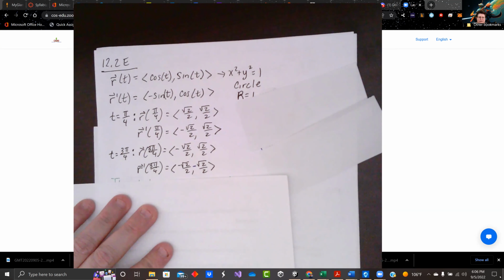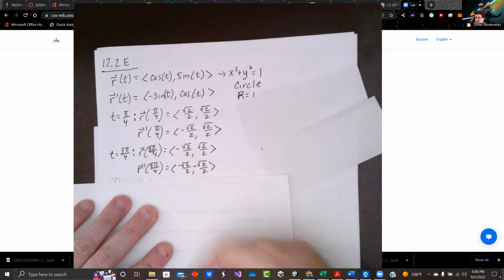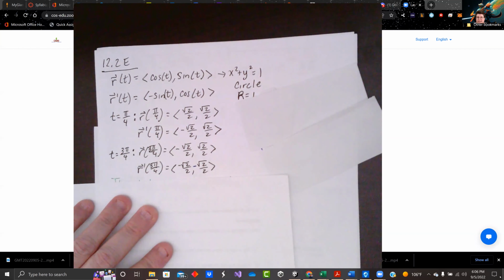If I do 3 pi over 4 in the second quadrant, x value is negative, y value is positive. When we take the derivative, we've got negative sine. Sine is positive in the second quadrant, but we're doing negative, so we got negative. And cosine is already negative in the second quadrant.